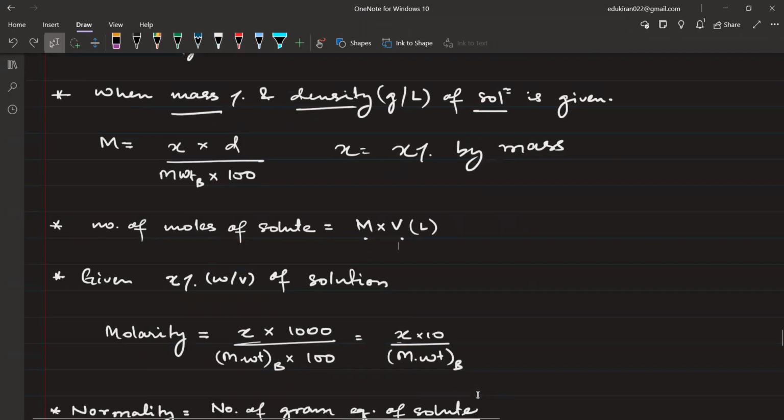Next, if you have been given X percentage, that is in mass by volume of a solution, then molarity will be equal to X into 1000 upon molar weight of the solute into 100. So if you cancel this two, you will get X into 10 upon molar weight of the solvent. X is what? X is mass by volume percentage.